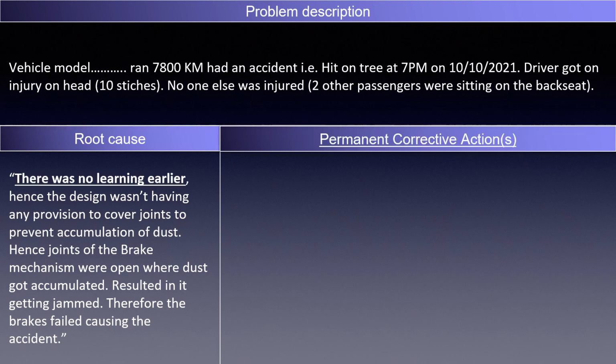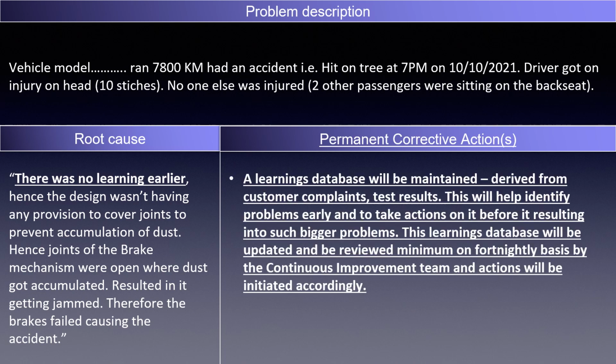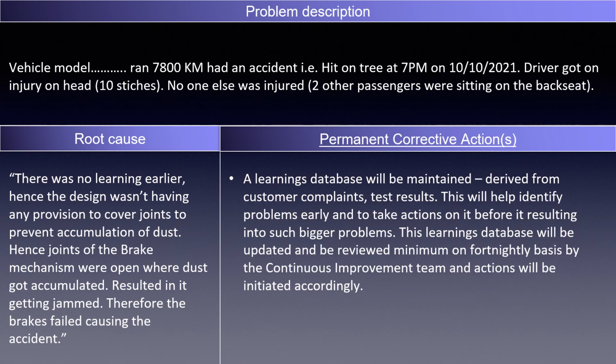For the cause there was no learning earlier, we can take an action such as a learnings database will be maintained that is derived from customer complaints and test results. This will help identify problems early and take actions on them before they result in such bigger problems. This learnings database will be updated and be reviewed at minimum on a fortnightly basis by the continuous improvement team, and actions will be initiated accordingly. Please note, such actions depend on the process and domain experience. Hence, always use a cross-functional team to get better solutions.